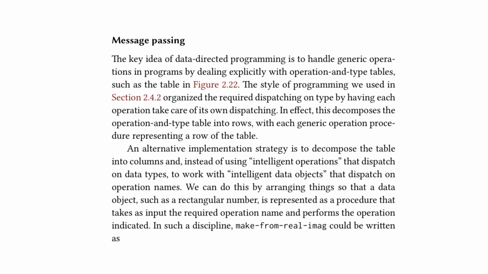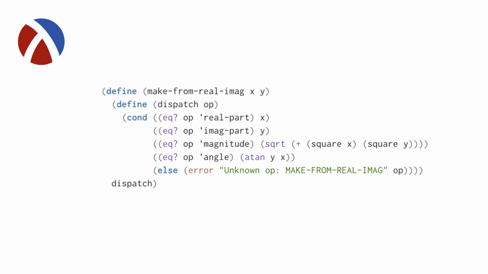In effect, this decomposes the operation and type tables into rows, with each generic operation procedure representing a row of the table. An alternative implementation strategy is to decompose the table into columns, and instead of using "intelligent operations" that dispatch on data types, to work with "intelligent data objects" that dispatch on operation names. We can do this by arranging things so that a data object such as a rectangular number is represented as a procedure that takes as input the required operation name and performs the operation indicated. In such a discipline, make from real image could be written as the following.